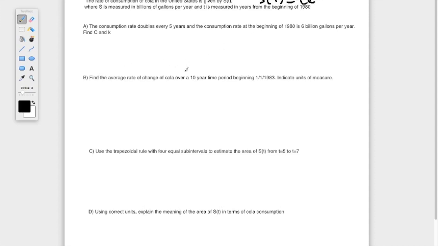Find the average rate of change over a 10-year time period beginning January 1st, 1983, and indicate the units measured. Use the trapezoidal rule with 4 equal sub-intervals to estimate the area from t equals 5 to t equals 7. And then, using the correct units, explain your previous answer, to be more concrete, in terms of cola consumption.